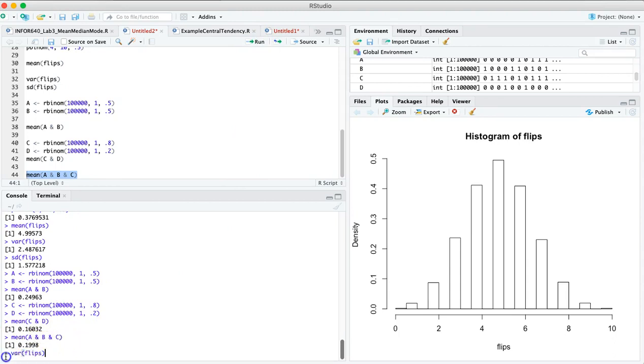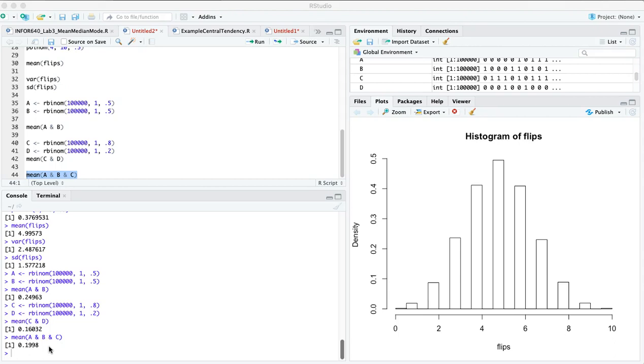So we have about 0.1998 here, or about 0.2, as our average. Had all three coins been fair, we would have expected it to be right around 0.125, because it would have been A times B times C. Okay, so that's A and B.